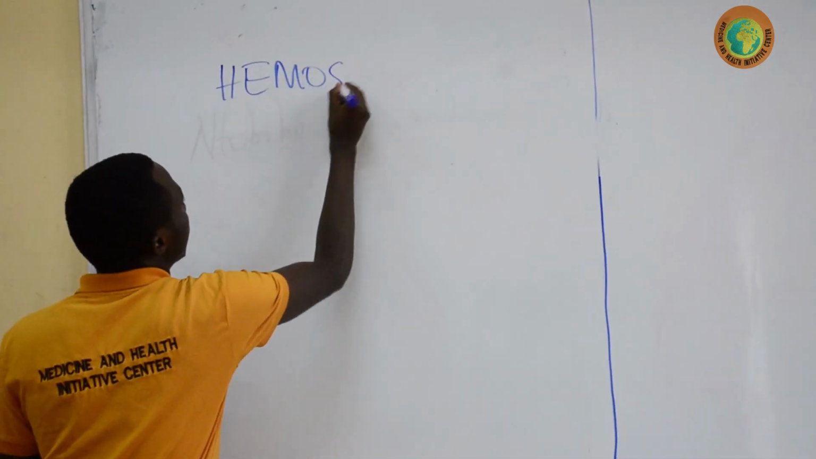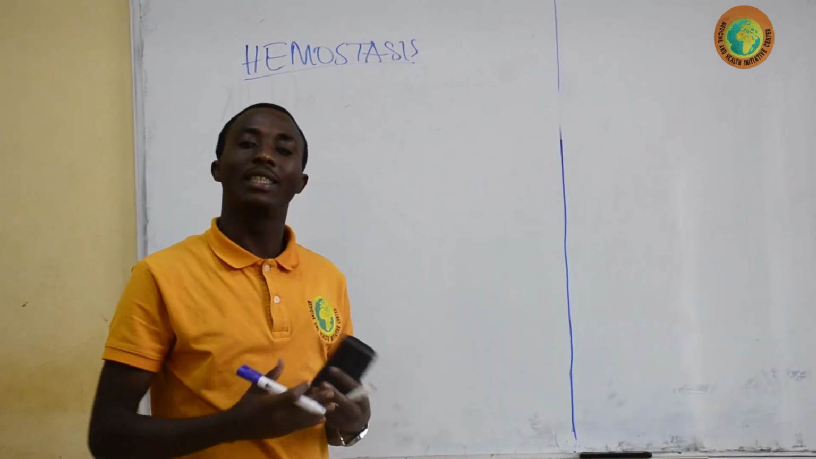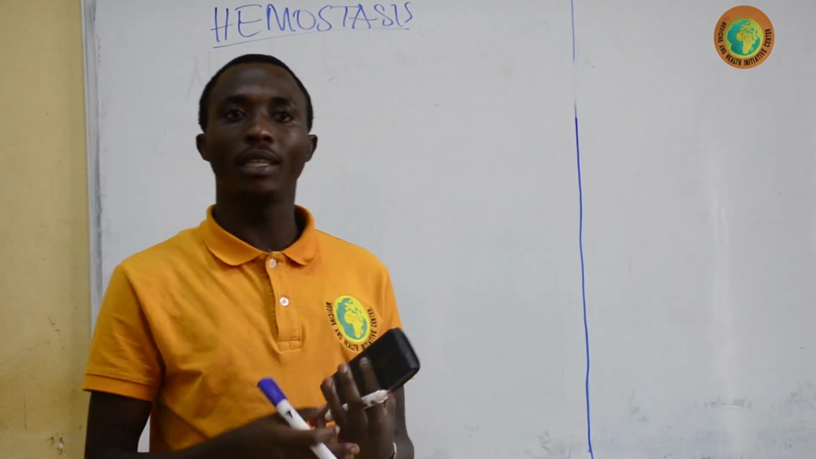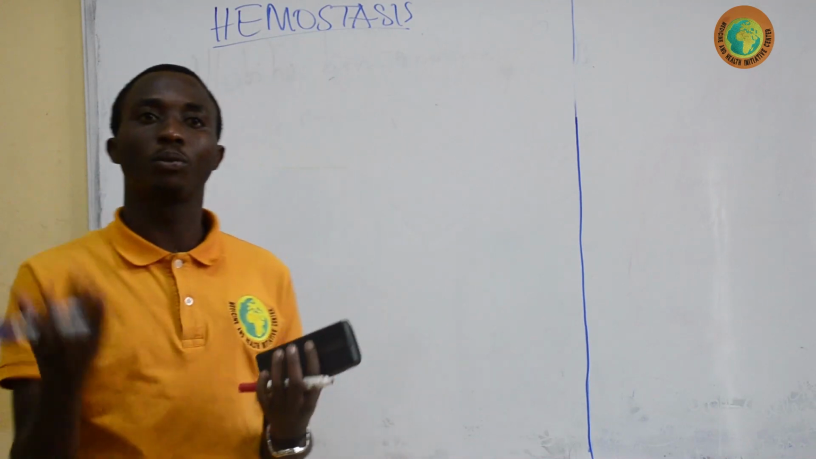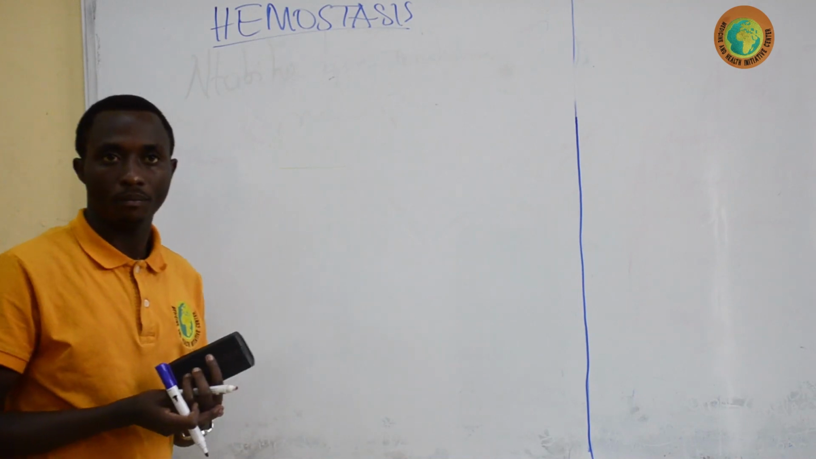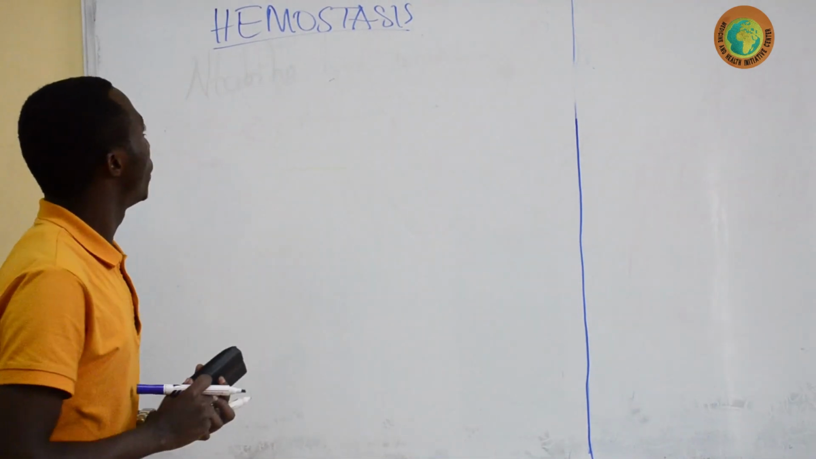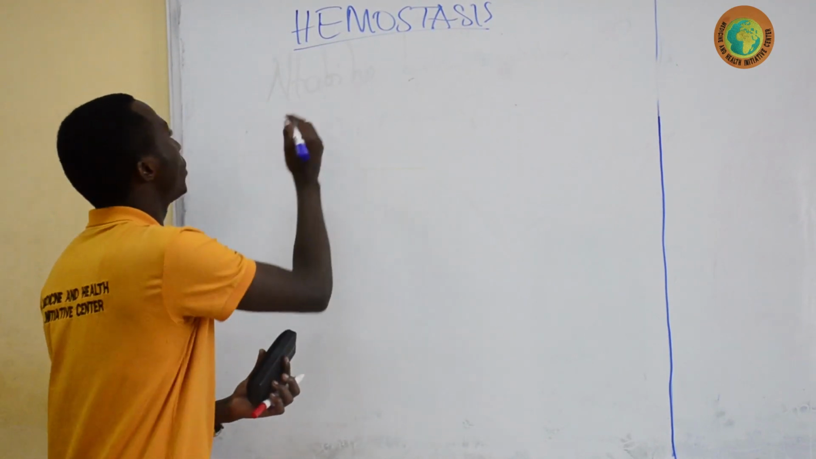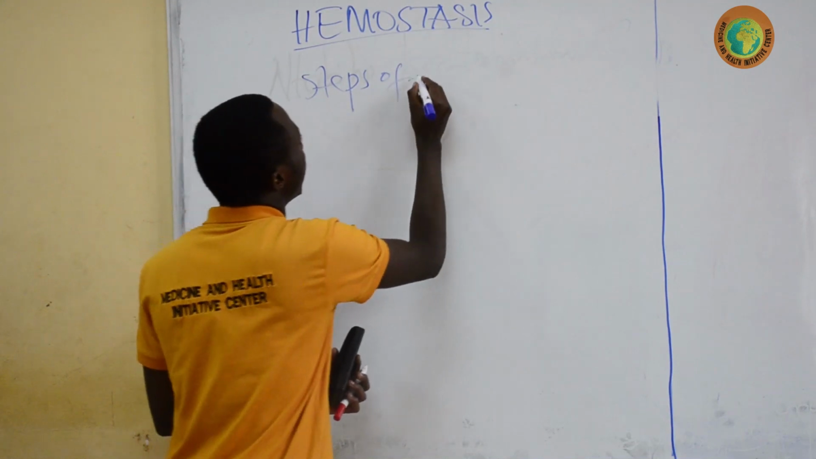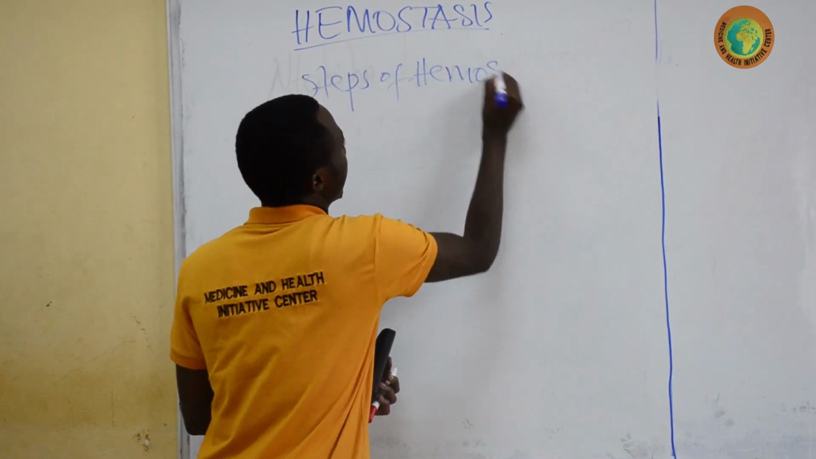Hemostasis is the process, or the set of mechanisms, by which the body seals ruptured blood vessels so as to prevent further blood loss. That's one. Second, we have said that there are steps of hemostasis.